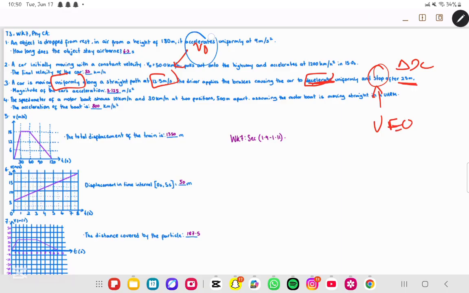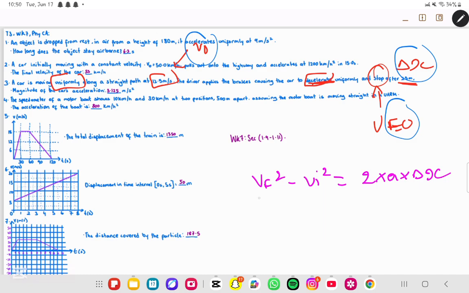Having what? Having V initial, V final, and displacement. Very simply, you will apply the equation that V final squared minus V initial squared is equal to 2 times acceleration times displacement. All right? So V final in this case is what? Is 0. So 0 squared minus 12.5 squared is equal to 2 times 8 times 25.